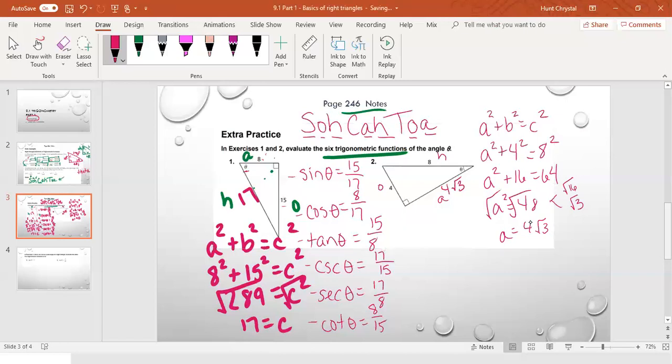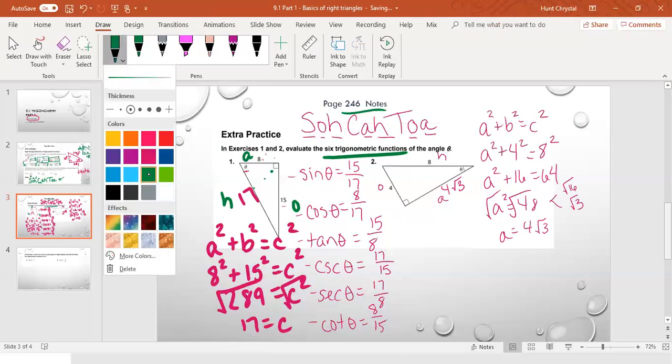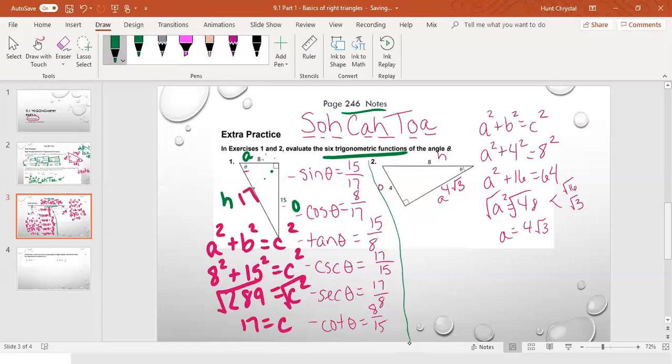Okay, so let's go ahead and start writing these out. Though, let me change colors so you can see the difference between number 1 and number 2. Okay, so now that I have that third side, I can solve for sine theta. Remember, sine is opposite over hypotenuse. So from theta, my opposite is 4, and my hypotenuse is 8. Now, we always want to reduce when we can. So obviously, that's going to be 1/2.